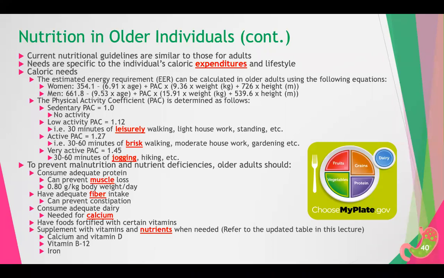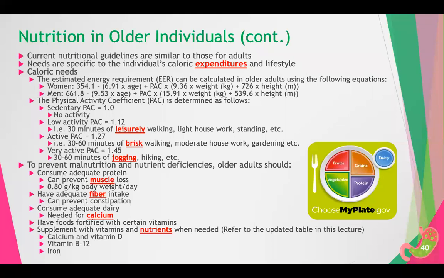And the calculation for protein would be 0.8 grams per kilogram of body weight per day. So that's how we would be able to calculate how much protein is going to be needed in a day. They should also have adequate fiber intake because this can prevent constipation. And if you don't remember the recommended fiber intake from last semester, make sure you review that, because you do need to know what is the adequate fiber intake for a man and a woman.